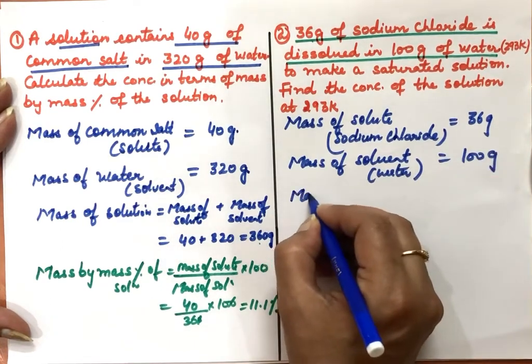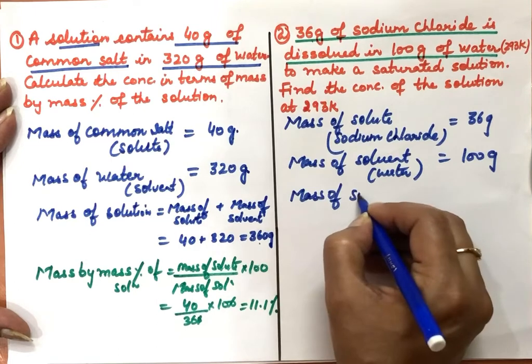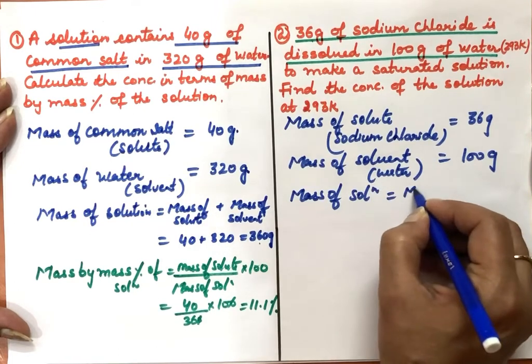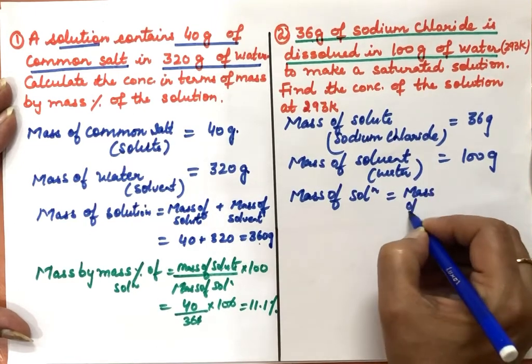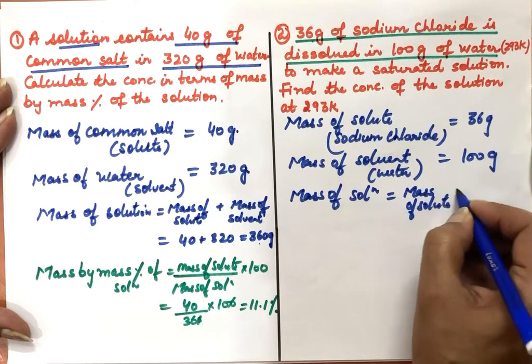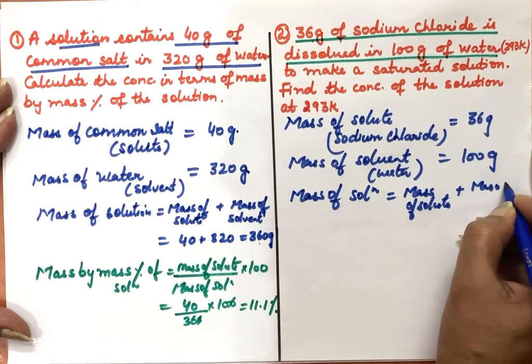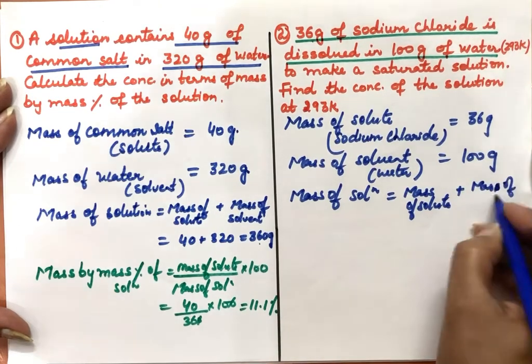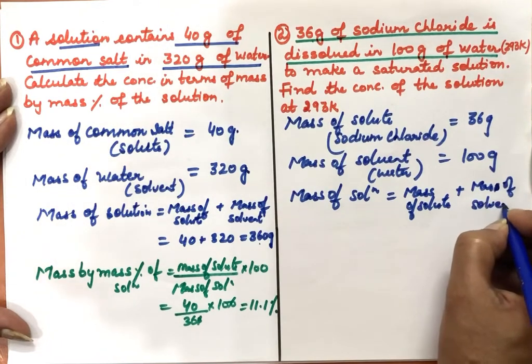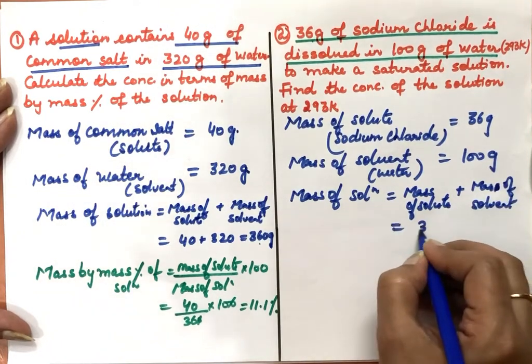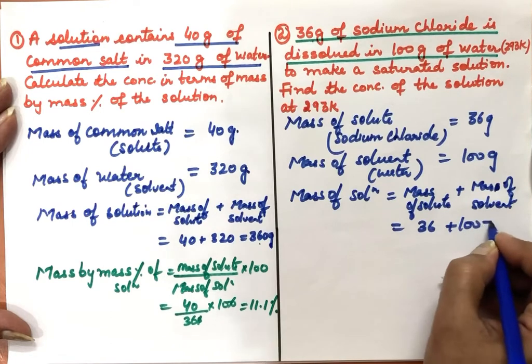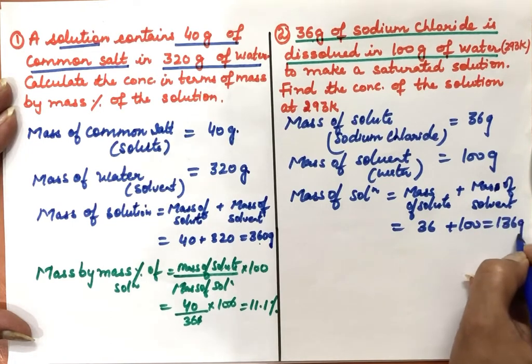And what is the mass of solution? Because for concentration we need to calculate the mass of solution. This is equal to mass of solute plus mass of solvent. Mass of solute is 36 and solvent is 100. So this is 136 grams.